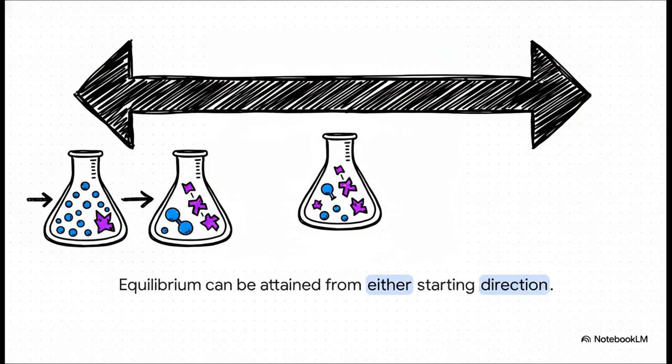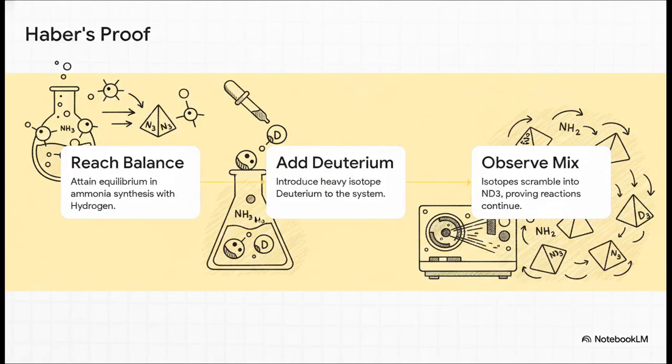But if you take a completely different flask and start with only pure hydrogen iodide, it will break apart in the reverse direction until it reaches the exact same balanced mixture. As long as the temperature and the total number of atoms are the same, the system will always find its way to that identical, inevitable equilibrium state. So for decades, scientists knew these concentrations leveled out. But how could they prove the molecules were actually still reacting?